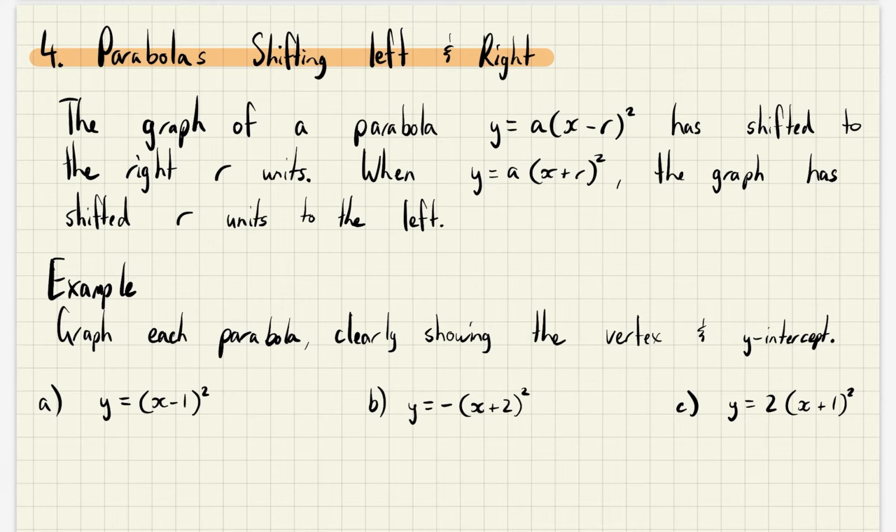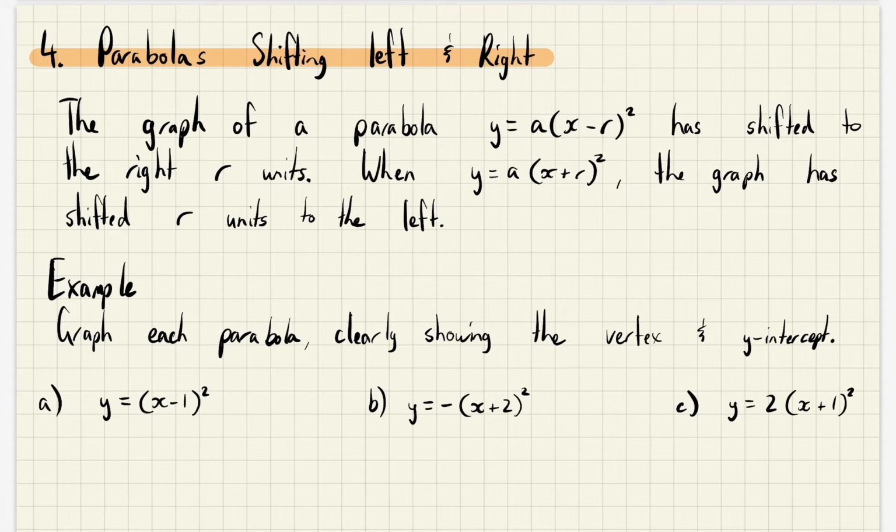So in our last lesson, we talked about how they get wider and narrower by changing the number in front of the x. We talked about how they flip to the other side if we have a positive or a negative, whether it looks like a smiley face or a sad face, and how they shift up and down depending on what number we add or subtract at the end. But today we're going to be talking about how they shift from the left and the right.